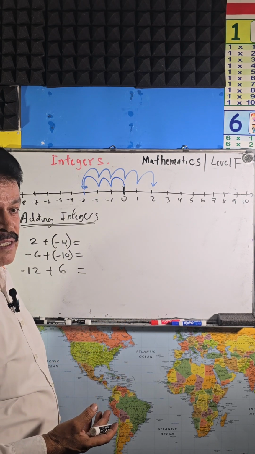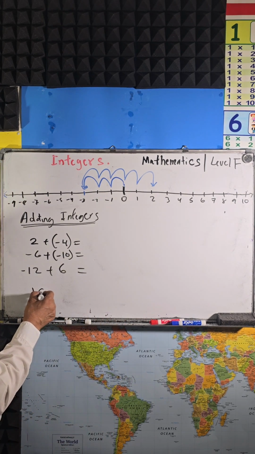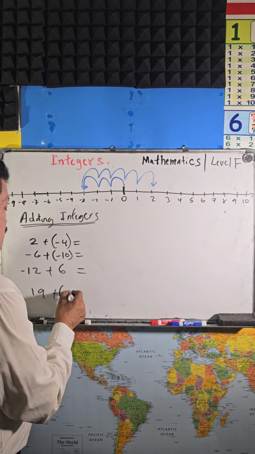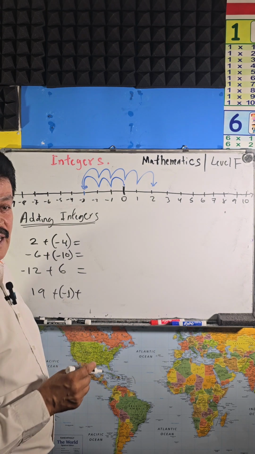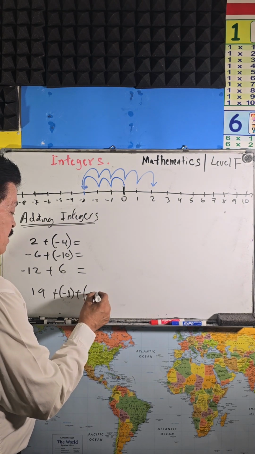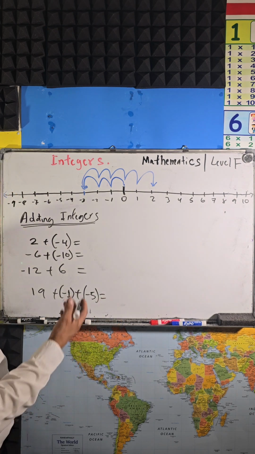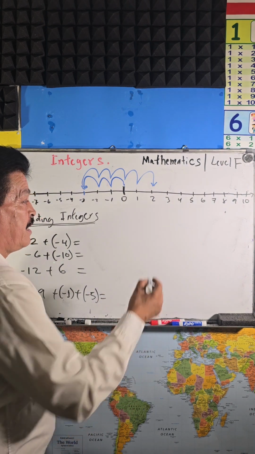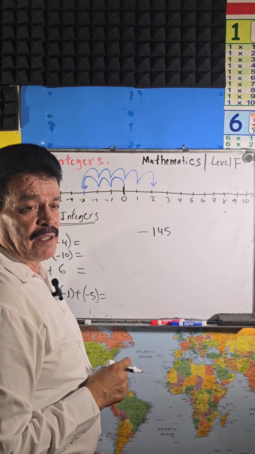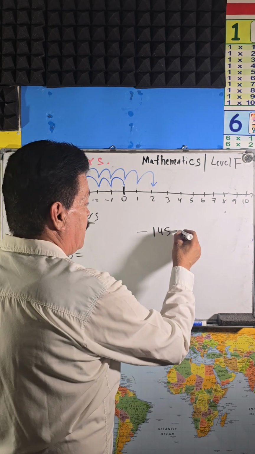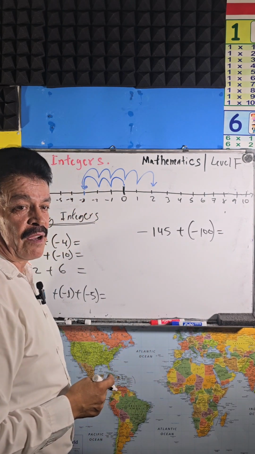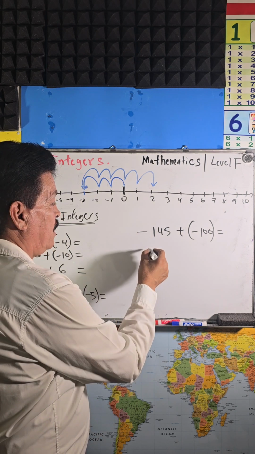Let me write 19 plus negative 1 plus negative 5, 3 numbers here. Okay, let me write another one: negative 145, a little bit greater, plus negative 100, equals. One more. Let's write 54.